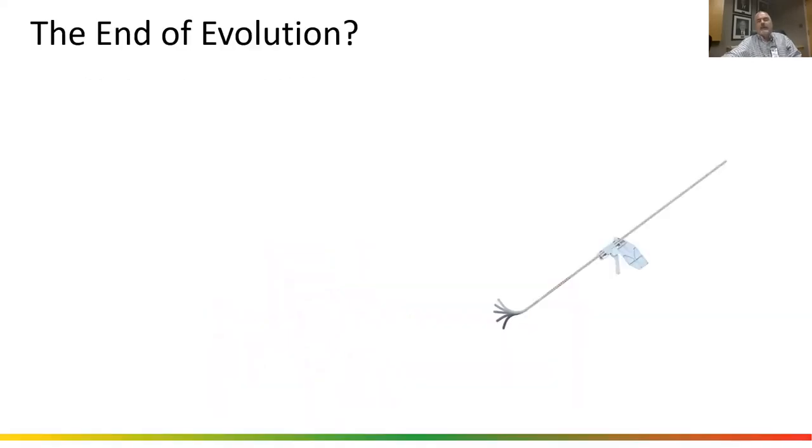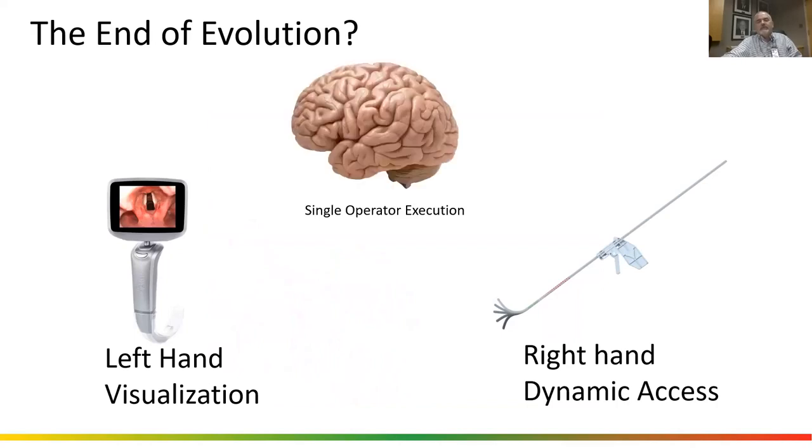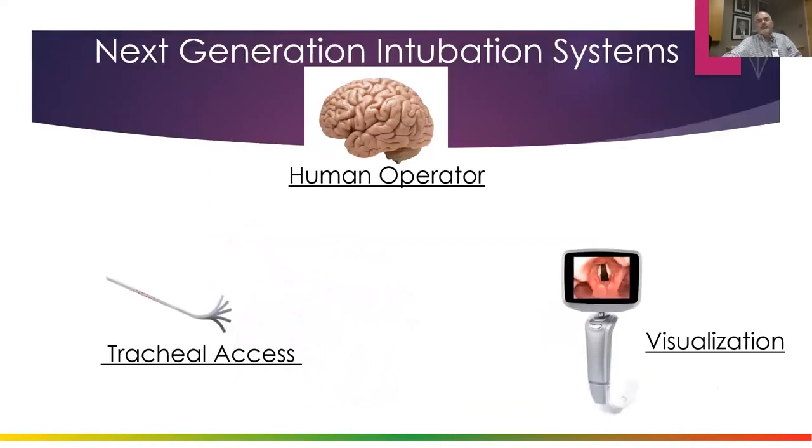Okay, so is this the end of intubation evolution? Left-hand visualization, right-hand dynamic access with a dynamic introducer, and a single operator that now needs less training to manage more difficult airways. Is that the end of evolution? No. The next generation intubation systems, we're already working on those here at the University of Utah.